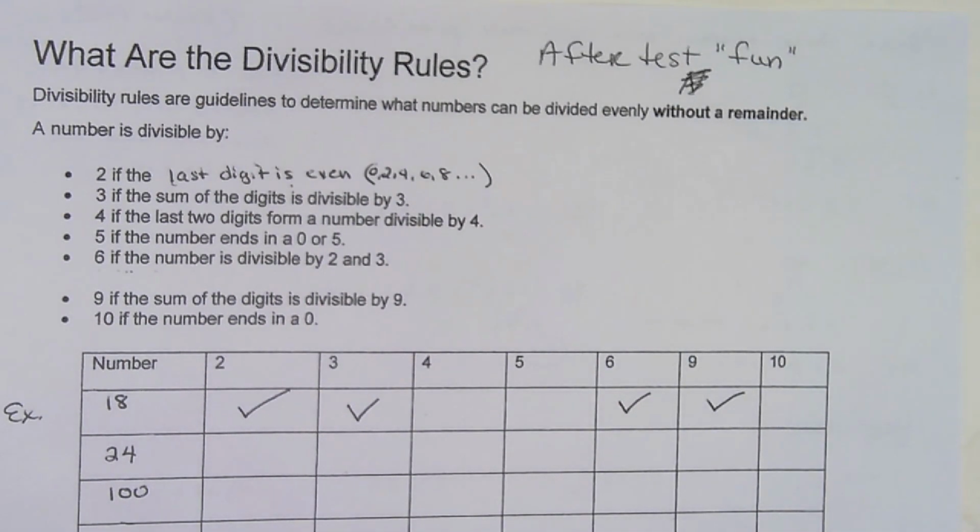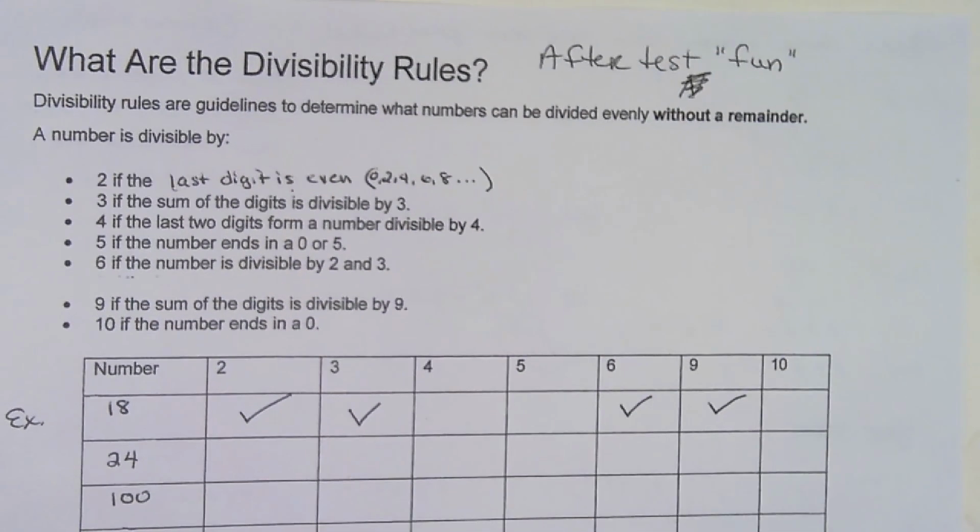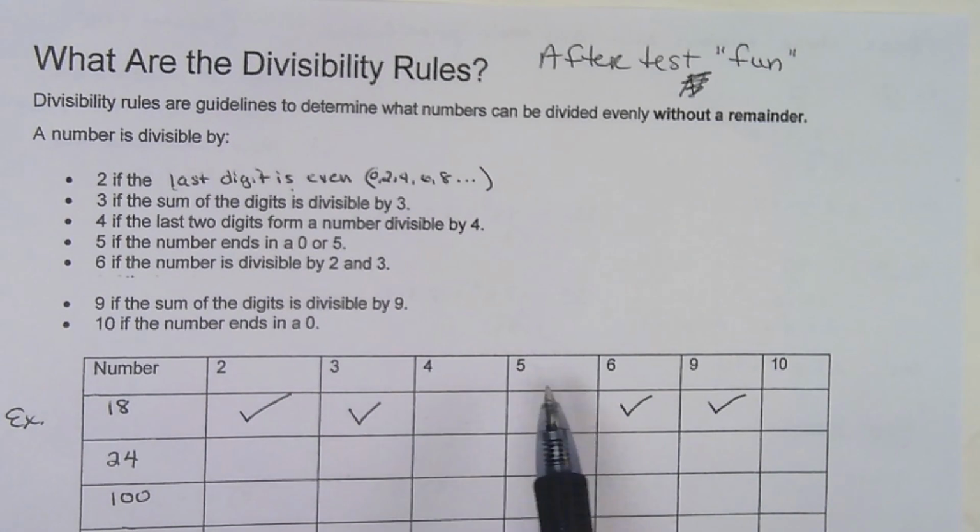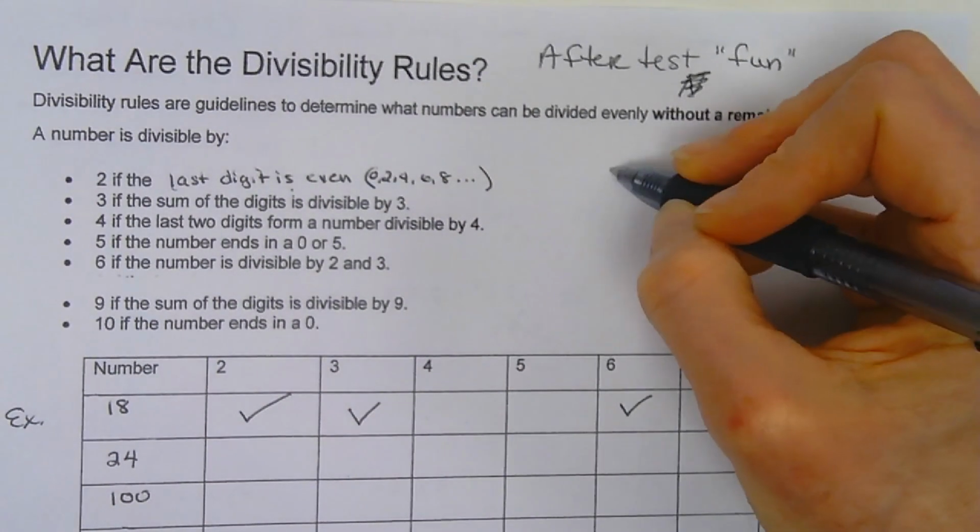Okay, one side is looking at the divisibility rules of a number. What I mean is, how can we look at a number and tell if it's divisible evenly by 2, 3, 4, 5, 6, 9, or 10? I'm going to look at an example here of 24.